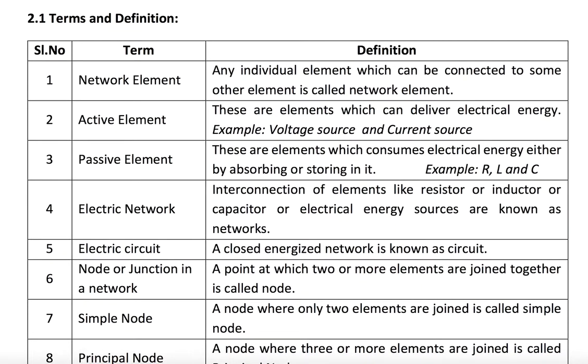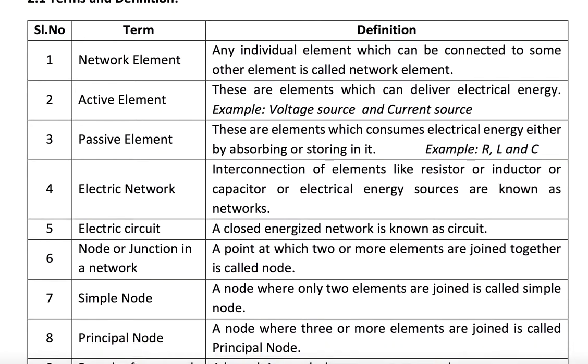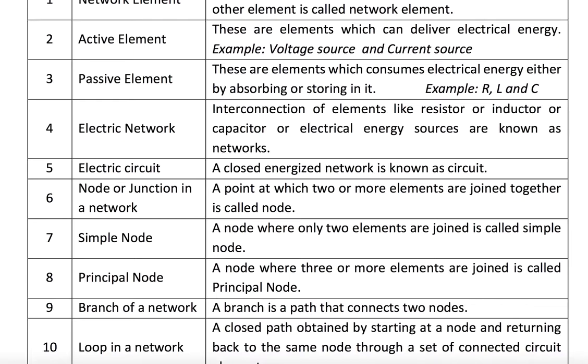Let's see the terms which we use quite often. Network element: any individual element which can be connected to some other element is called a network element. Active elements are the elements which can deliver electrical energy; voltage source or current source are examples. Passive elements are elements which consume electrical energy either by absorbing or storing it. Simple examples are resistor, inductor, and capacitor.